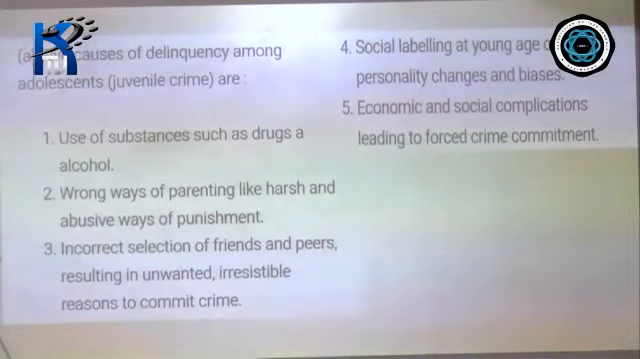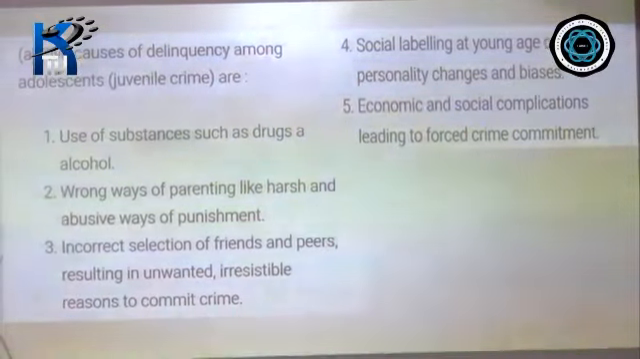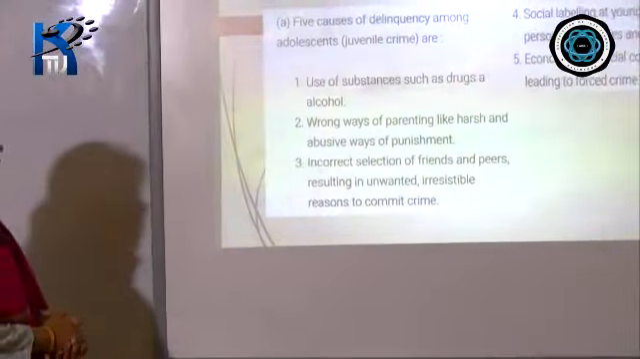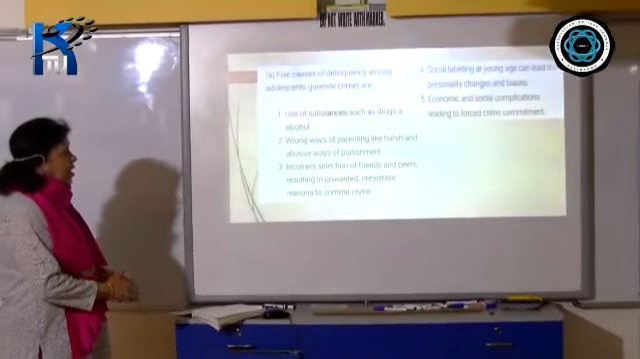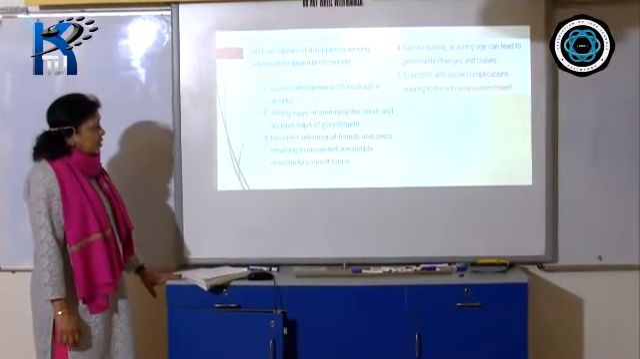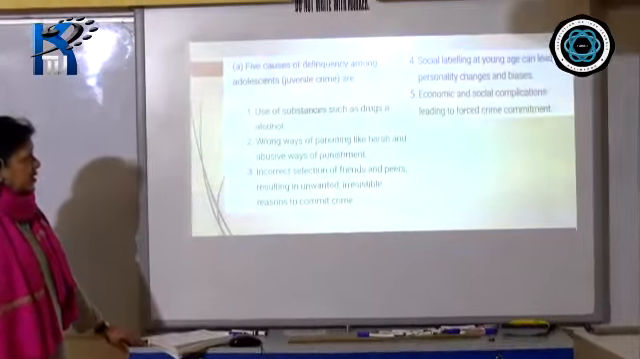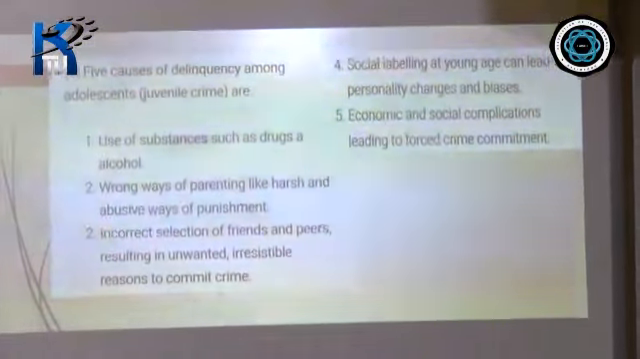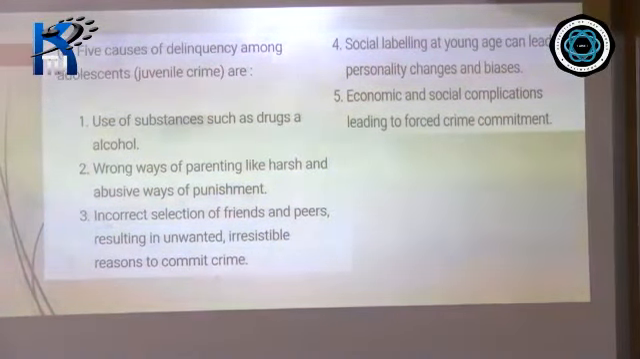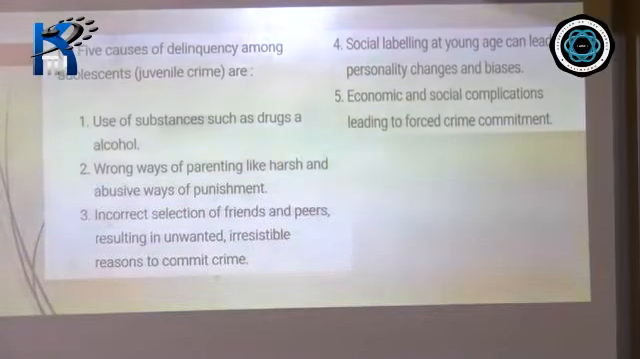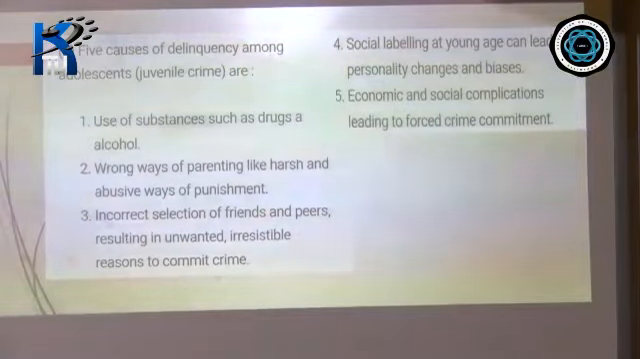Adolescents, as we all know, many times get into juvenile crimes, and they have to be protected from it. And the reasons why they would be said to have committed a juvenile crime are: if they use substances like drugs or alcohol in excess; wrong ways of parenting, like harsh and abusive ways of punishment, may force them to go in for juvenile crimes. They may sometimes select wrong friends, and as a result of this they may get into crimes. Then social labeling at a young age can lead to personality changes and biases. Economic and social complications is another problem an adolescent faces, which forces him into committing crimes.